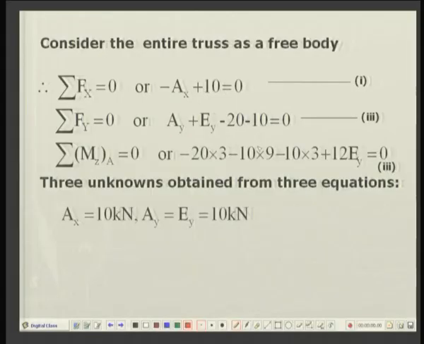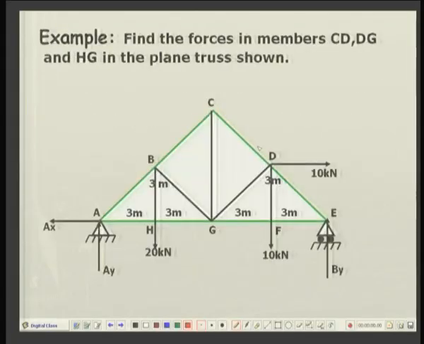So, again the starting point is the whole truss as a free body. Well, here again first you start with identifying your x axis and y axis.